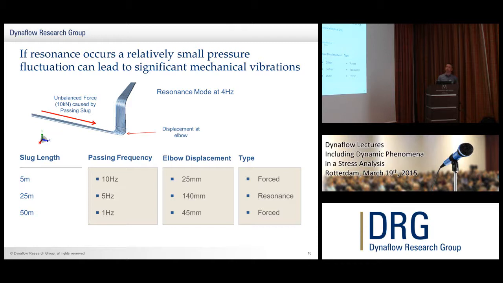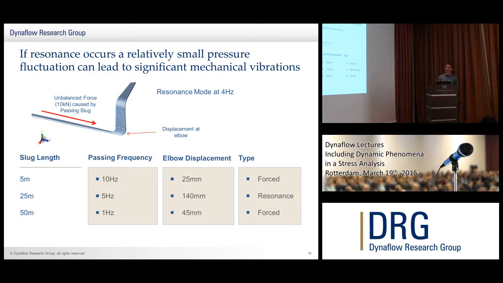Okay, and this was a slug that was caused during startup of a steam system. And we looked at different slug lengths just to get a variation, so 5 through 50 meters. And these gave you a passing frequency of the slug, so it went through 10 through to 1 Hz.